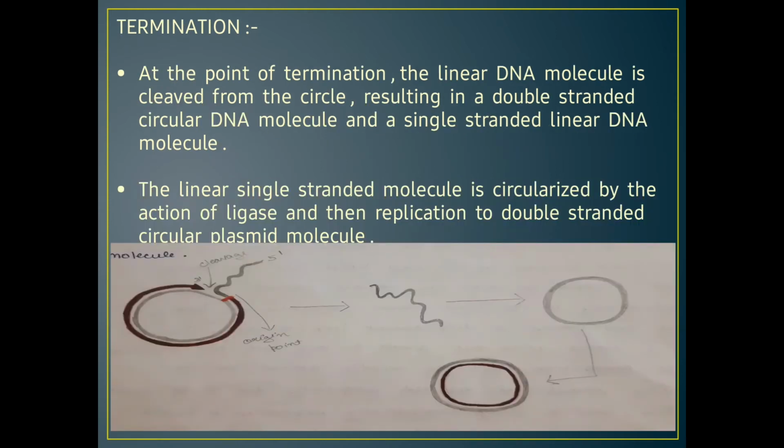And at last it is termination. In the termination process, what happened? A cleavage occurred and the original position came to an end, that is at the 5' end, and then it moved and formed a linear single-stranded molecule. With the help of the action of ligase, it became replicated and formed a double-stranded circular plasmid molecule. That is the process that occurred.